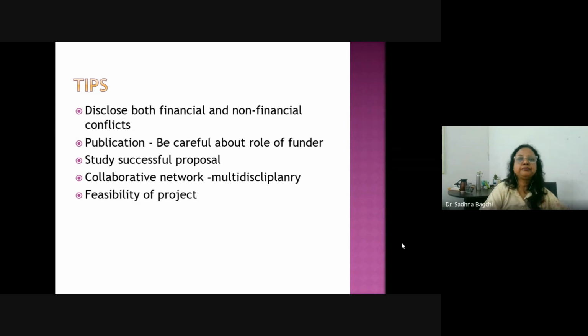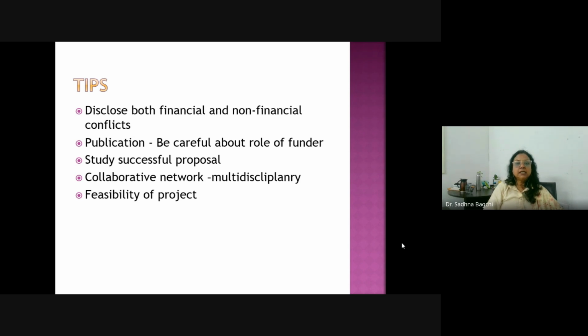Tips. Tips for successfully securing a project. This is a tip from my side: disclose both financial and non-financial conflicts that may arise. Also be careful about the role of the funders.